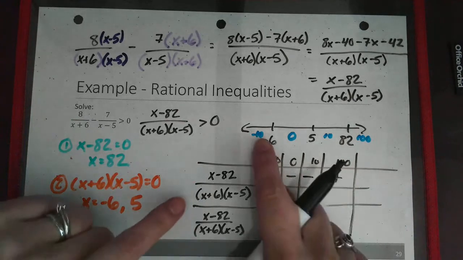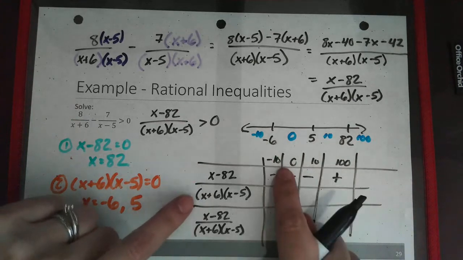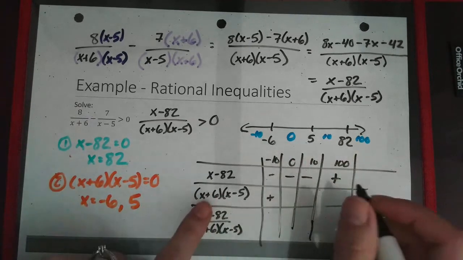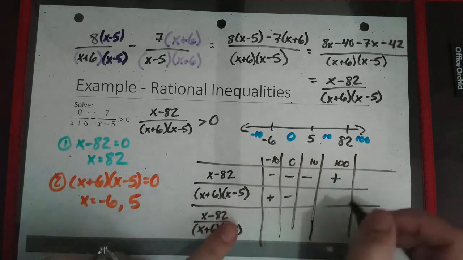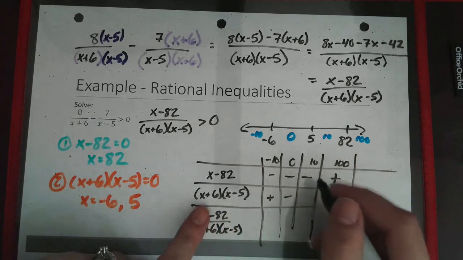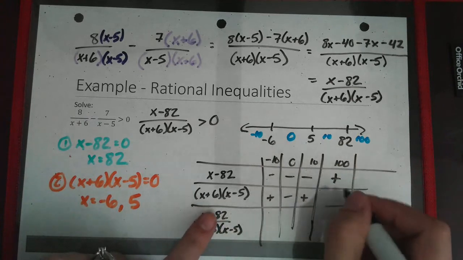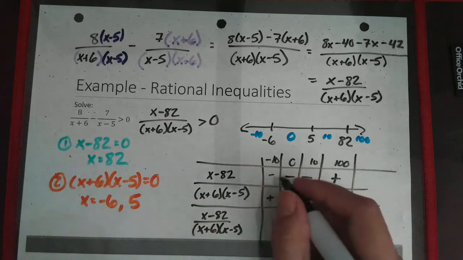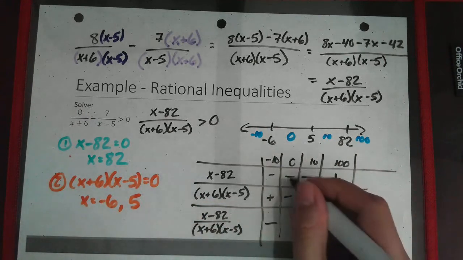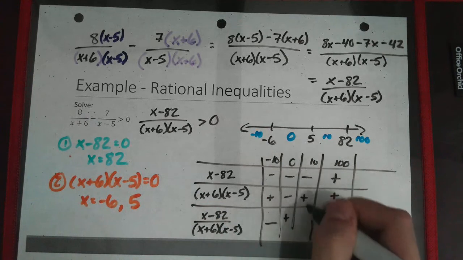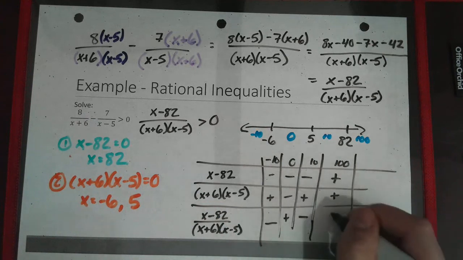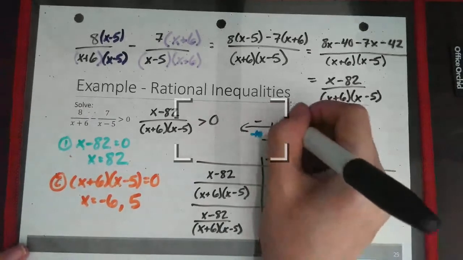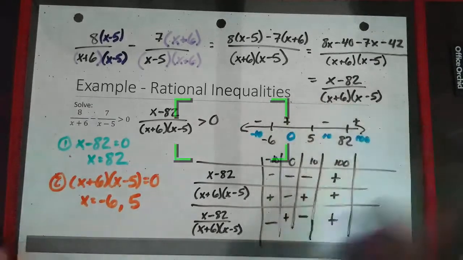Looking at my denominator, plugging in -10, I get a negative times a negative, that's positive. Plugging in 0, a positive times a negative is negative. Plugging in +10, that gives me a positive. And plugging in 100 gives me positive. So they're different, so it's negative. They're the same, so it's positive. They're different, so it's negative. They're the same, so it's positive. So my number line goes negative, positive, negative, positive.